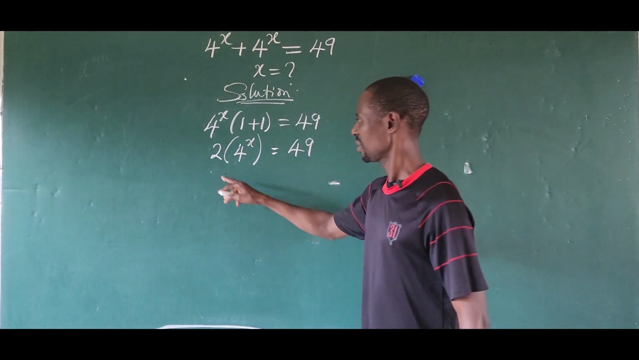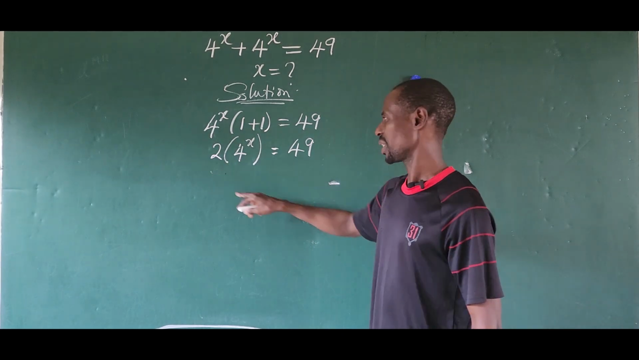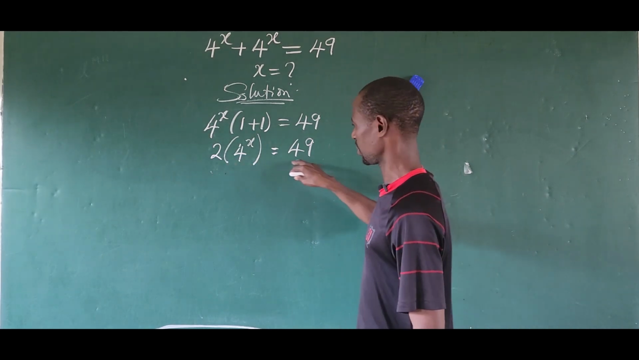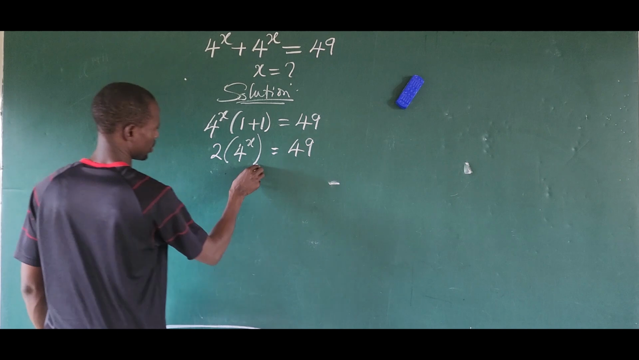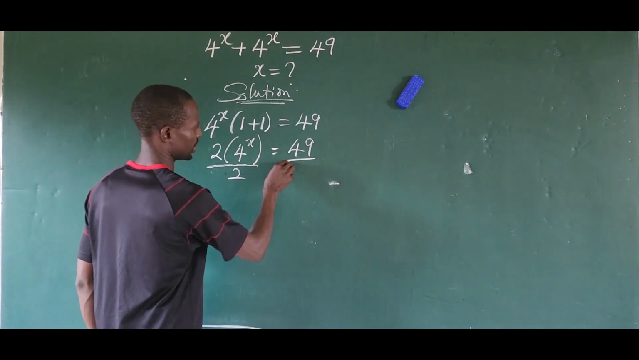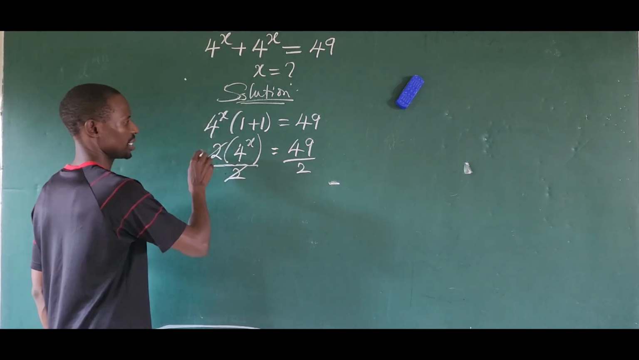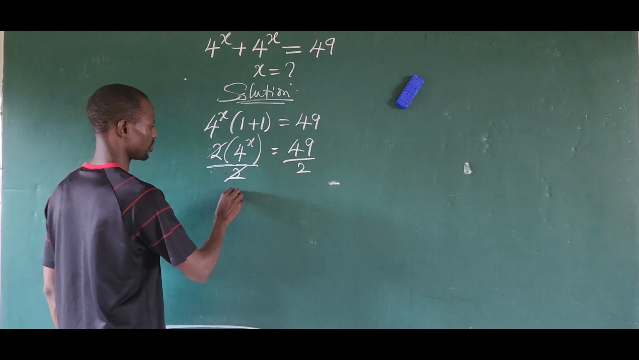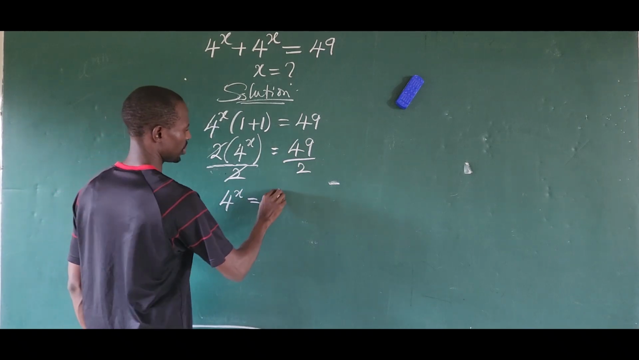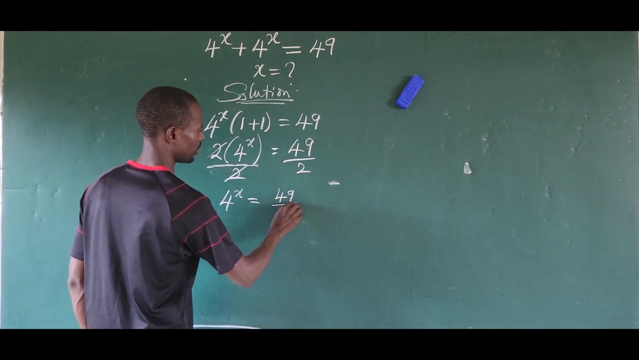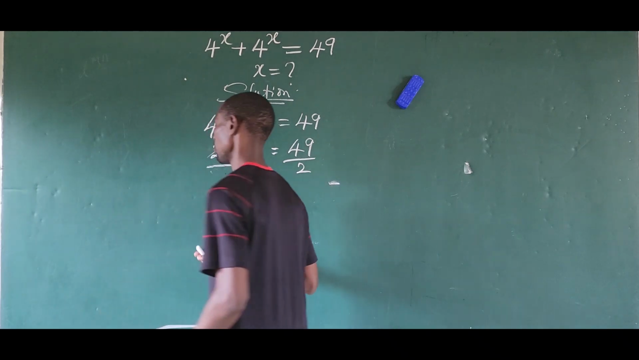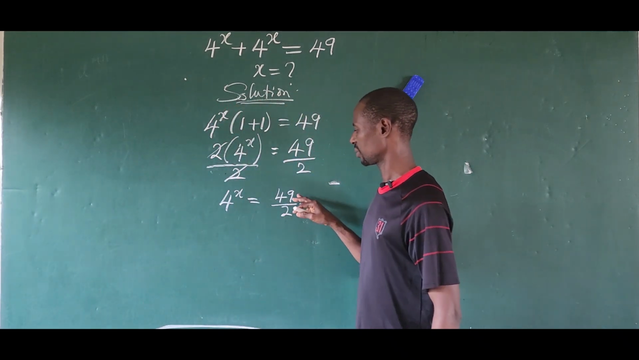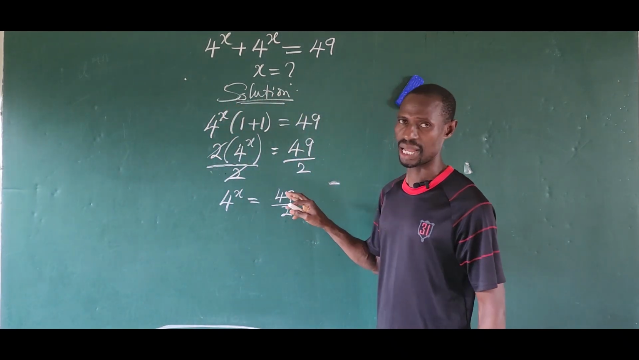Now from here, we divide by 2. If we divide this side by 2, we divide the other side by 2 also. So we are now left with 4 to the power of x equal to 49 all over 2. Now we know 2 cannot go into 49.